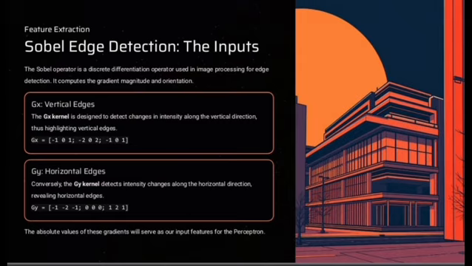By visualizing these points on a scatter plot, we notice that vertical edges tend to cluster on one side and horizontal edges on the other. This visual separability confirms that a perceptron can learn a good separating line.